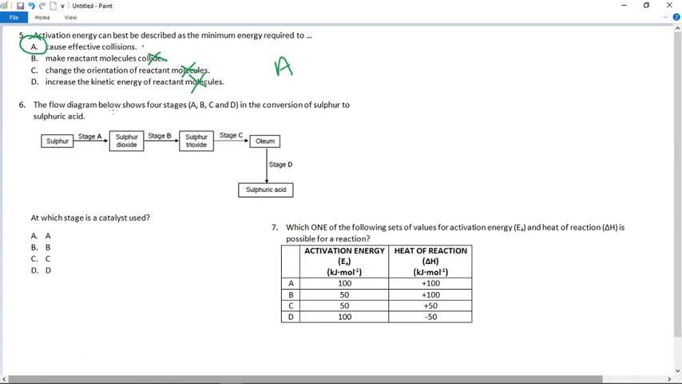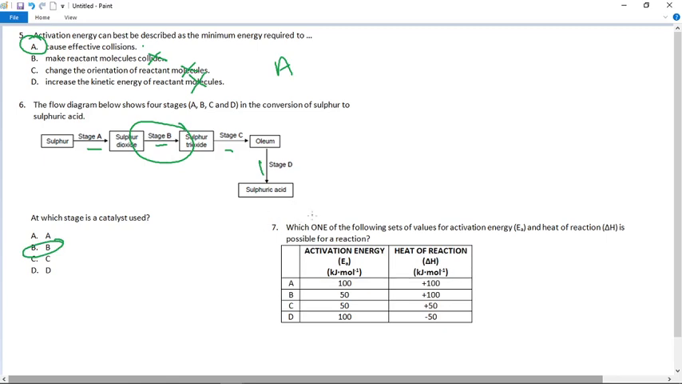Now number 6, this question's out of the curriculum as of 2020, but this is a straight memory question. The flow diagram below shows 4 stages, stage A, B, C, and D in the conversion of sulfur to sulfuric acid. At which stage is the catalyst needed? Okay, this is stage B, to turn sulfur dioxide into sulfur trioxide. Remember, this is the contact process for those of you who have done fertilizers.